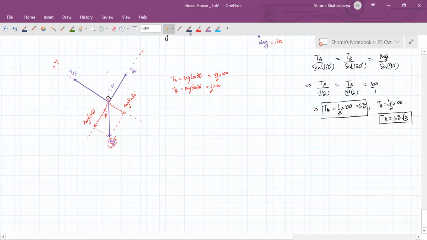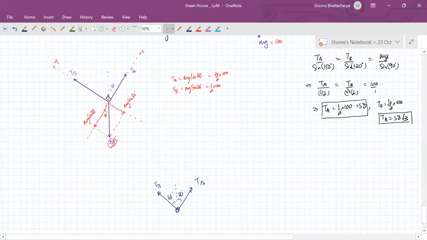Lami's theorem is still very comfortable for us, but the other theorem will not be. Suppose I give you a situation where this is acting at, let's say, 30 degrees and this one is acting at 45 degrees. So the angle between them is 75 now. So we can't resolve that way. Now you can't resolve mg in the individual directions.